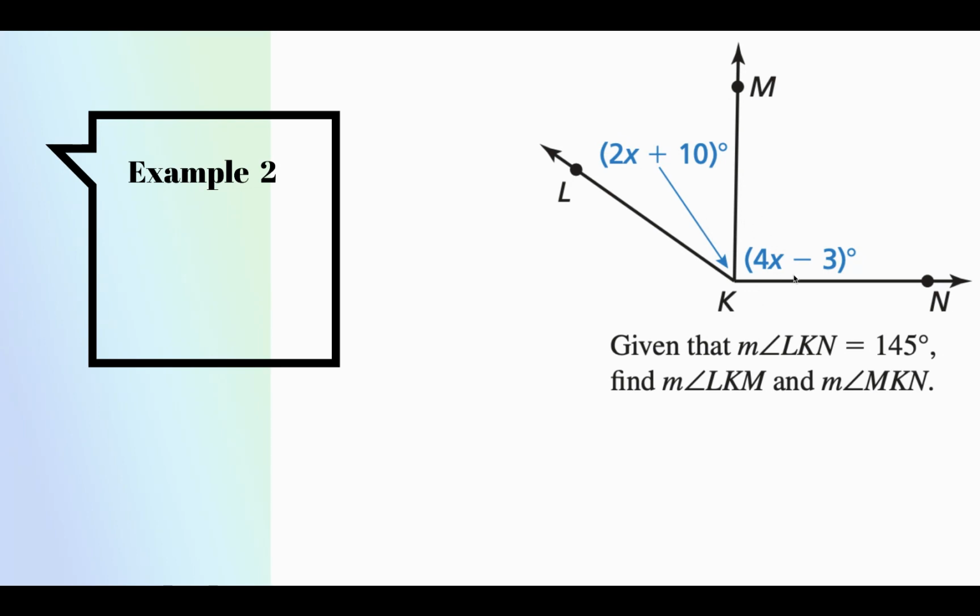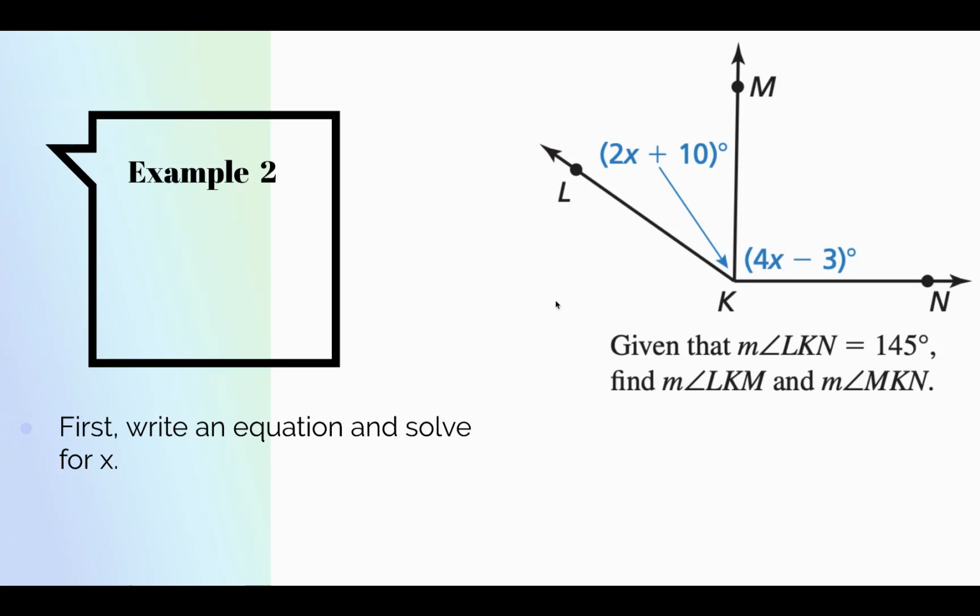Okay, so how are we going to do that? First of all, do these two angles look like they're congruent to each other? No, we can see that this angle looks much larger than this angle. So we don't know that they're congruent, so these two expressions are not equal to each other. But what do we know? These two expressions add up to this total right here, which is 145 degrees, which we're given.